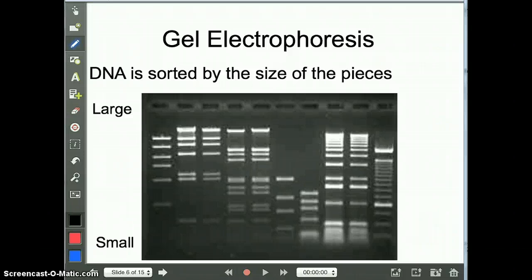Here's another illustration that just shows that same thing. The larger ones are up top, the smaller ones are then onto the bottom. Okay, larger, smaller will be following this way down.